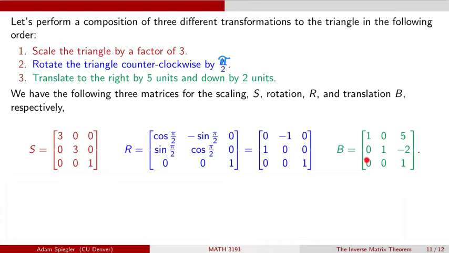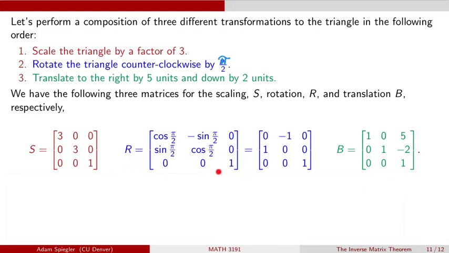And then the matrix representation for B, I'll call B this translation to the right by 5 and down by 2 units. We put the plus 5 as the first entry in the third column. The minus 2, the vertical shift, goes in the second entry in the third column, and then we have a 1 as the third entry in the third column.